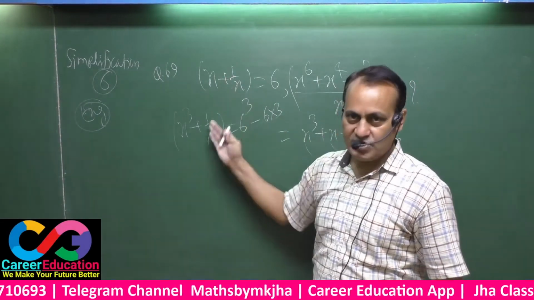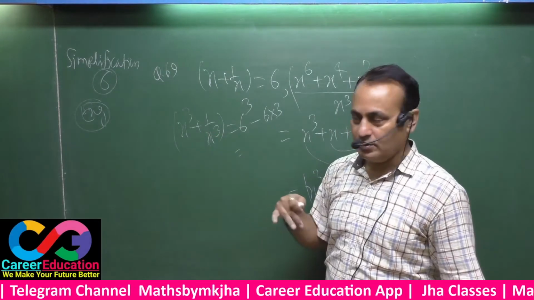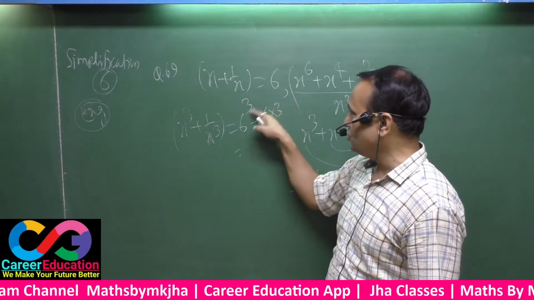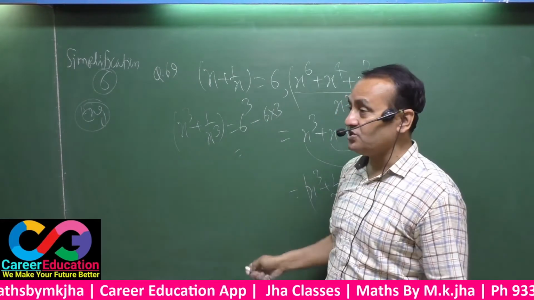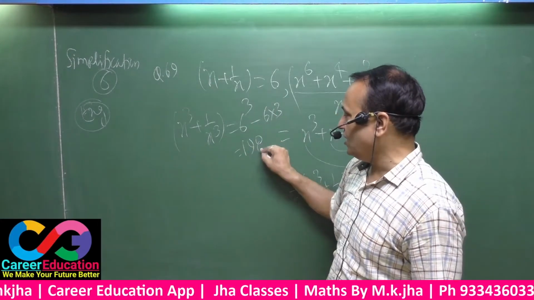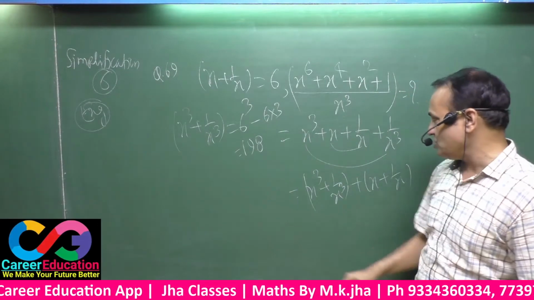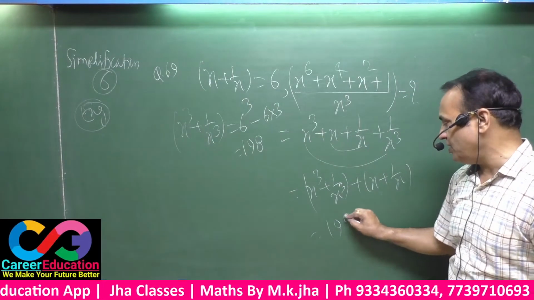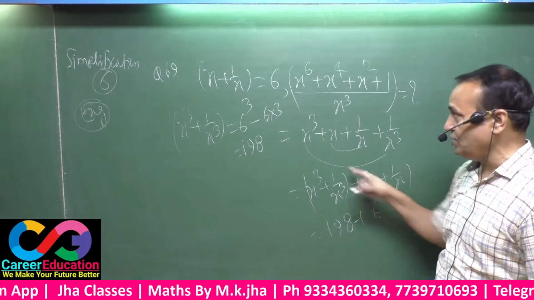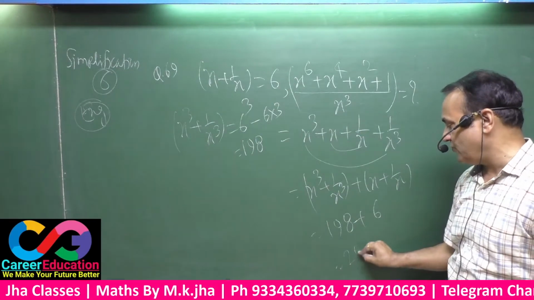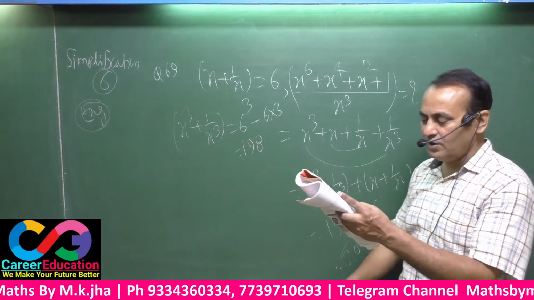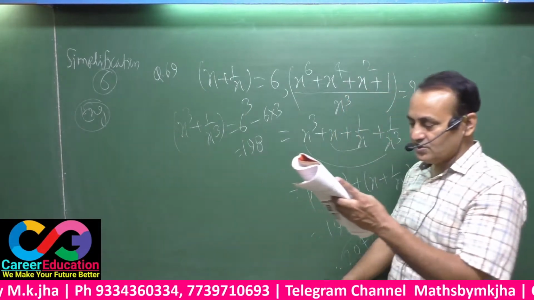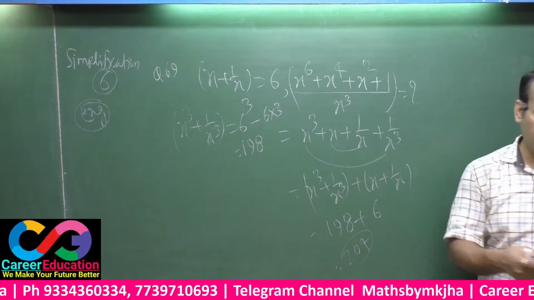For this, what do you do? That means 6 cube minus 6 into 3. This is 216 and this is 18, so this is 198. This must be put here: 198 plus the value of this, which is 6. That means 204 is your final answer. Match the answer first. 204 is the right answer of question number 69. Be noted.